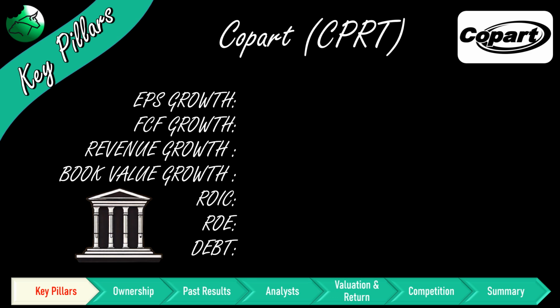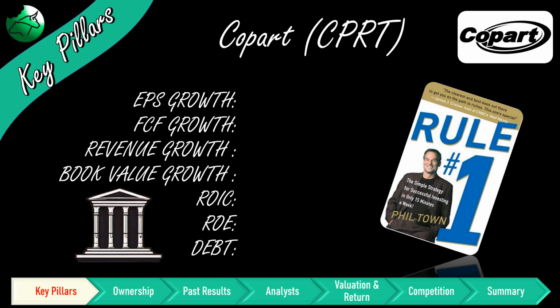Let's start by looking at the key pillars for the trailing 12 months. In the book Rule 1 by Phil Town, he suggests that these are the key metrics when first evaluating a business. The first pillar we are going to explore is the earnings per share. This is where we take the net income and divide it by the shares outstanding. The higher the number, the more profitable the company. Earnings per share growth is up by 11%.